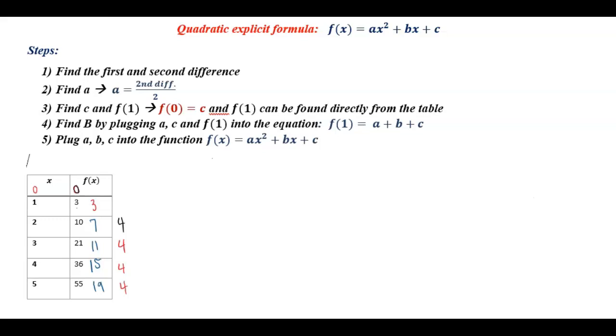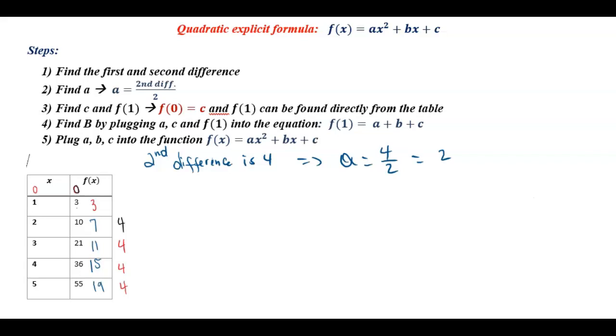Now we know that a common difference is 4, so which means a second difference is 4. So A, since the second difference is 4, therefore you can say A equals 4 over 2, which is 2. So we got our A value is 2.